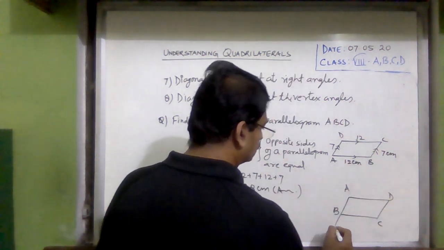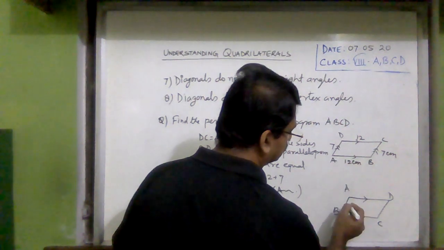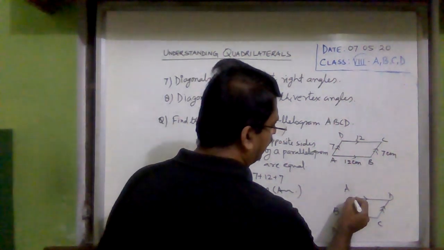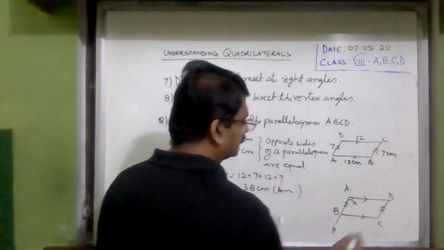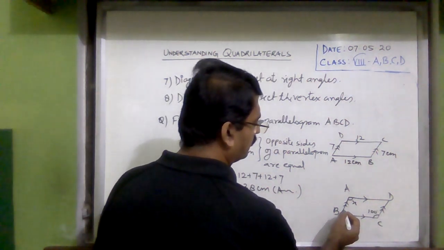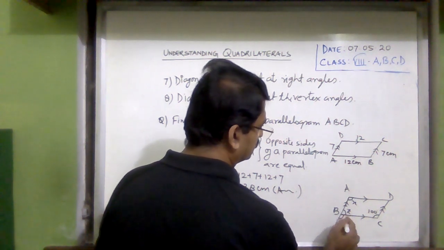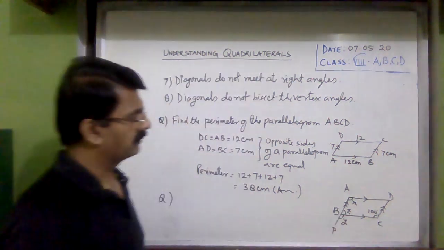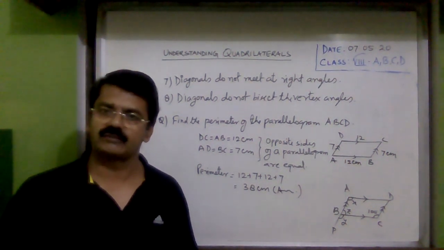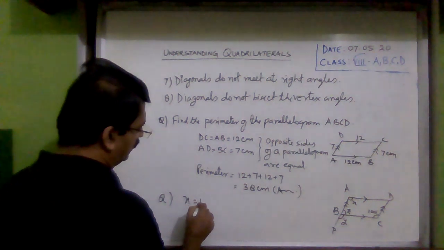Once again, ABCD is a parallelogram. And it is given that angle A is X, angle C is 100, angle B is Z, and this angle is Y. Now using that diagram and the properties of a parallelogram, you have to find the values of X, Y and Z. First of all, you write X is equal to 100 degree.